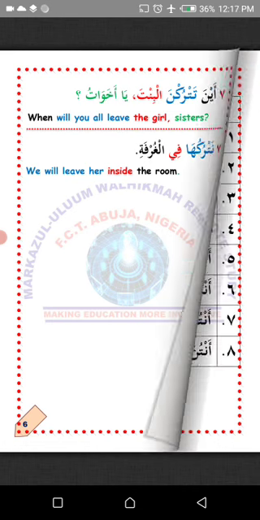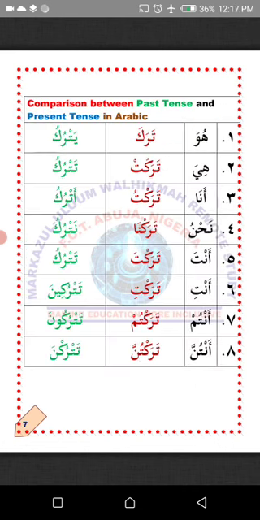ما شاء الله. Now the comparison between madin, past tense, and mudari'un, present tense. Number 1. Huwa, he. Taraka, he left or he has left. Yatruku, he leaves or he is leaving. Number 2. Hiya, she. Tarakat, she left or she has left. Tatruku, she leaves or she is leaving.